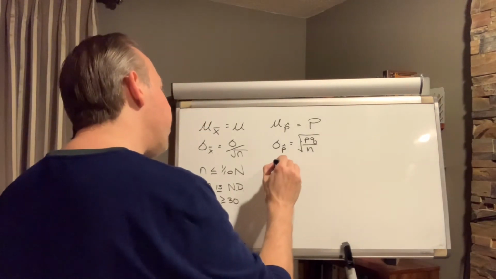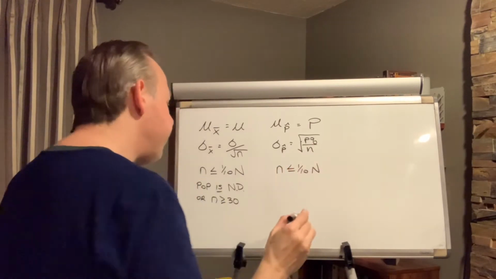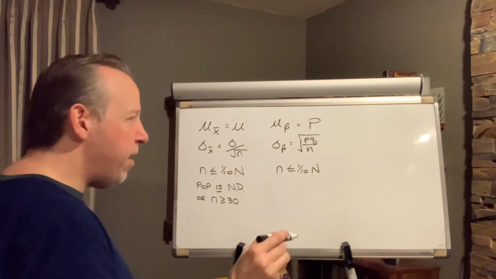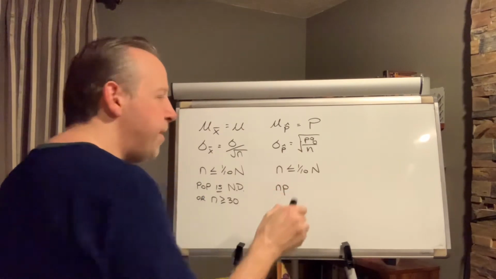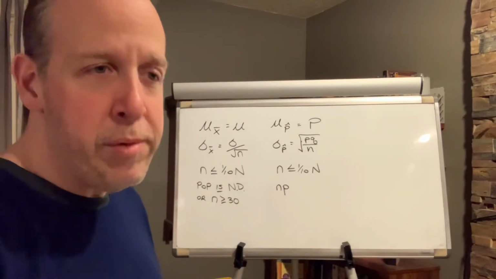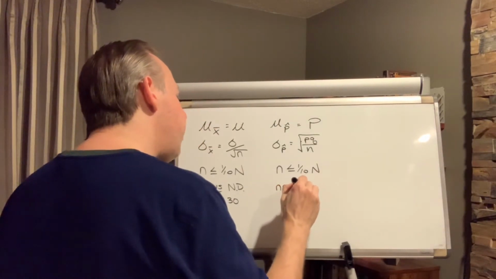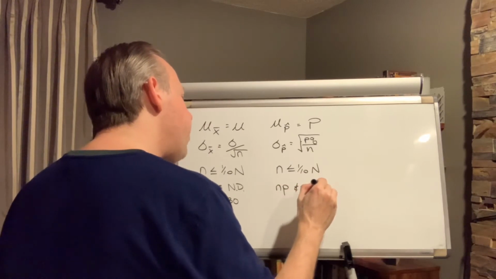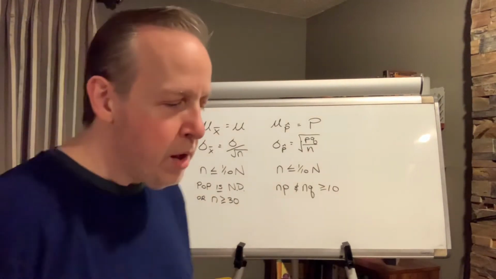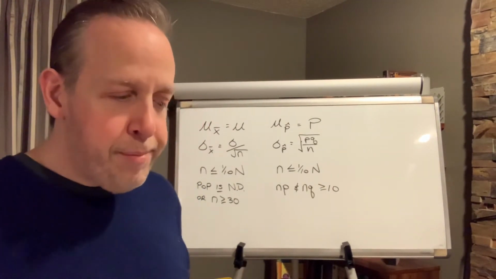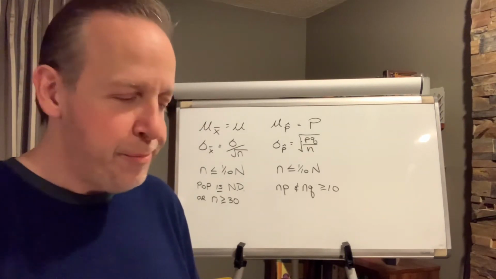Similar rules apply here. We want our sample size to be no more than 1/10 of our population. But then we have a little bit of a different condition here. I want to make sure that my np, the number of people I'm sampling times the proportion, so the number of people that say yes, and also nq, the number of people who say no, they both have to be at least 10. Okay? That's pretty much the important aspects of what we're talking about here.